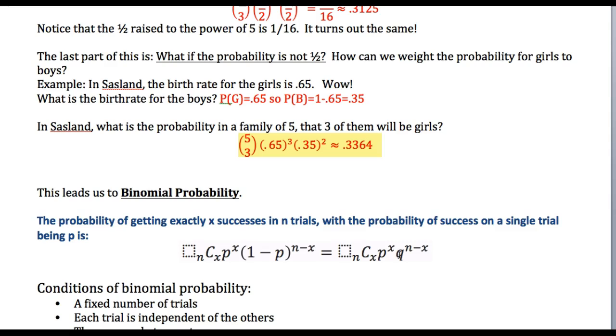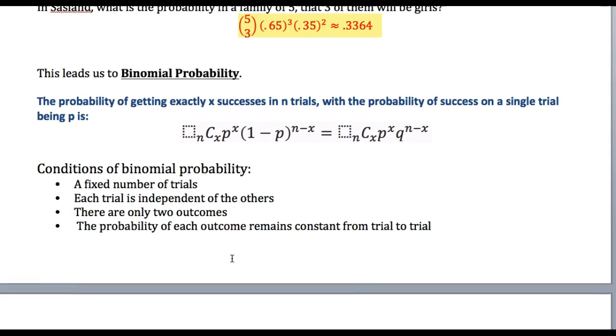We don't consider that a success, but in a probability model, if that's what we're focusing in on, the people who are getting the disease, then that might be our p-value rather than the q-value. So, the conditions of a binomial probability experiment.